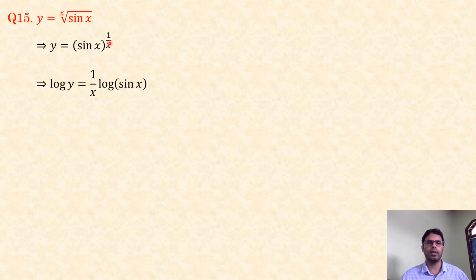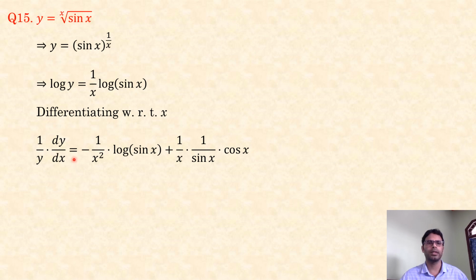So log of y is equal to, this 1 by x is coming here, and it is log of sin x. This power will come in front of log, so 1 by x log of sin x. Then differentiate it, differentiating with respect to x. So the left hand side is log of y, derivative is 1 by y, and for y, dy dx. So it is 1 by y dy dx equal to derivative of 1 by x, which is minus 1 by x square, into log sin x remaining same, plus 1 by x remaining same into the derivative of log of sin x, which is 1 by sin x, and for sin x it is simply cos x.